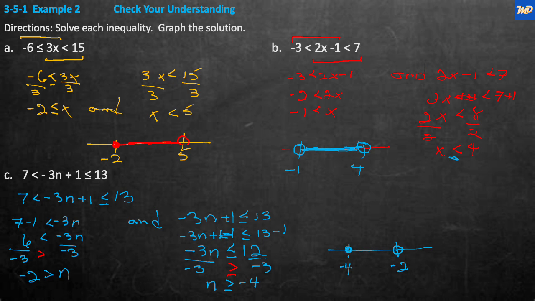Okay, and when we fill these in, if negative 2 is greater than n, negative 2 is here, n is this way, and n is greater than or equal to negative 4. So it's all of these values right in here.